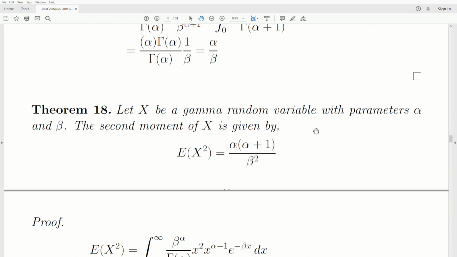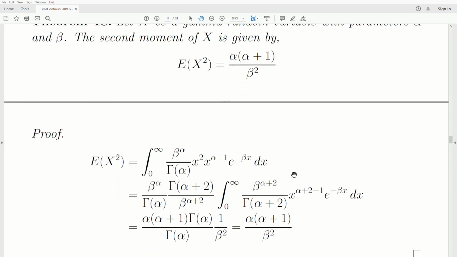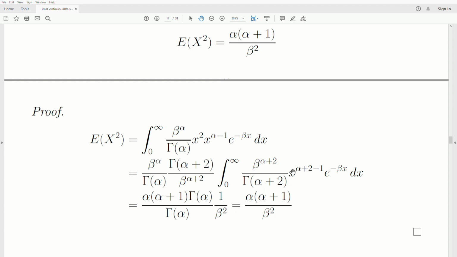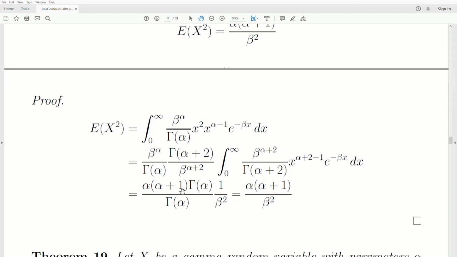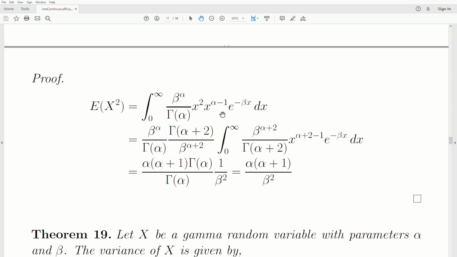Let x be a gamma random variable with parameters alpha and beta. The second moment of x is given by this equation, alpha times alpha plus 1 divided by beta squared. And now this is sort of a rinse and repeat proof. The expected value of x squared, the second moment of x, you take x squared times its density integrated over all possible values. The x's combine into this. Everything else comes down. We multiply by 1, a well-chosen 1.